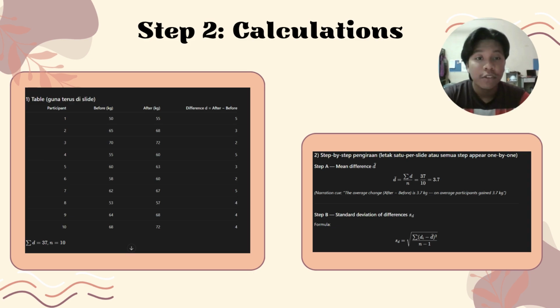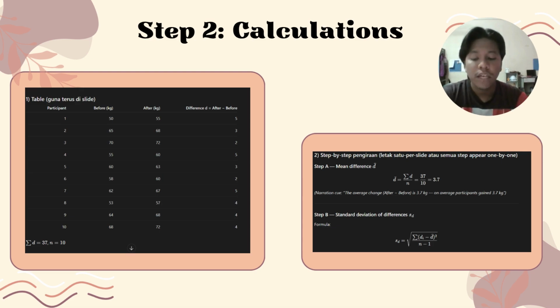So, for the calculations, after we list all of the things that we got from the question, we're going to get a table just like this. And then we need to find the difference. How are we going to get that? We're going to take the after and minus it with the before. As an example, 55 minus 50, and we're going to get 5.